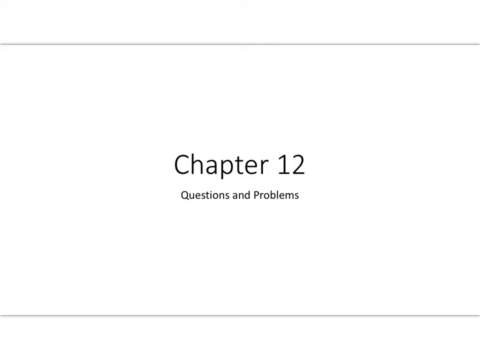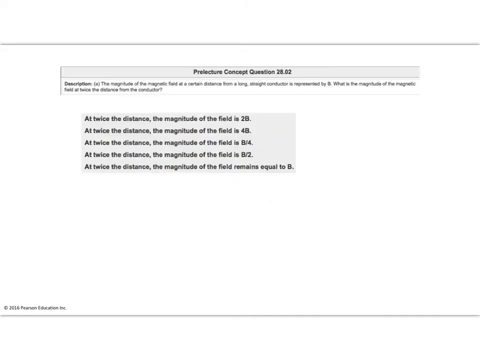Right, so I wanted to go over the problems that I gave you to look at today during class. And hopefully you'll find out that you did really well. Okay, so the first question has to do with the magnetic field from a long straight conductor.